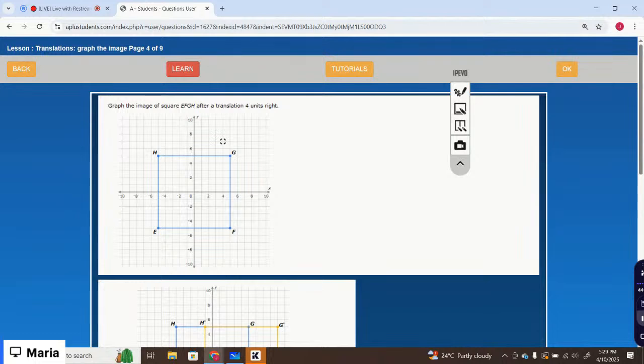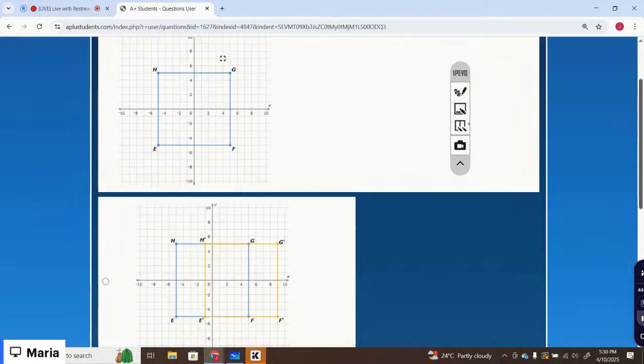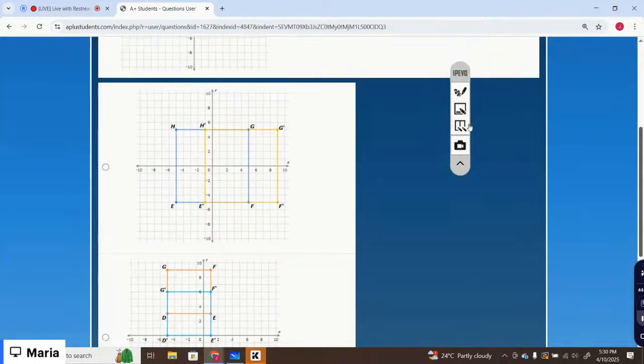Graph the image of square EFGH after a translation 4 units right. Option number one is the correct option.